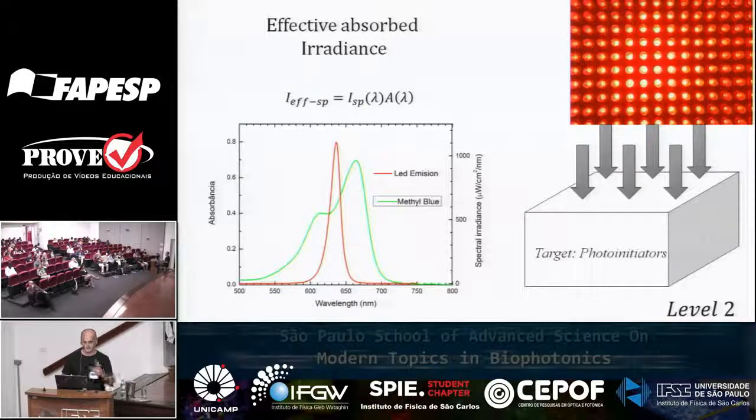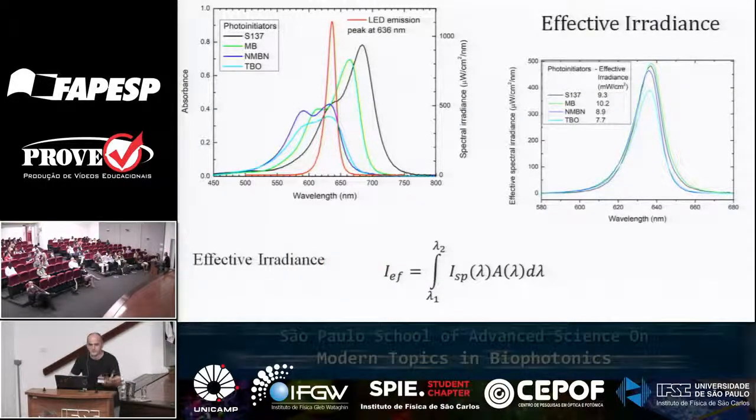We can do a second level, level two. Here I measure the effective irradiance in another way. You are not integrating the spectral range where you're observing, because your source is an LED, for example. You must multiply the spectral radiance of your LED and the absorbance of your photosensitizers. Multiplying and integrating this value, you can better measure how much irradiance, how many photons, interact with your photosensitizers.